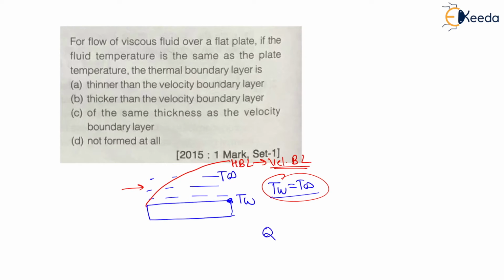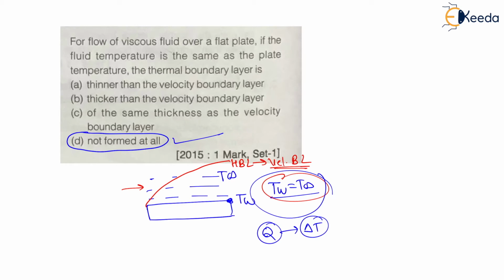Now, my dear students, to transfer heat, we need temperature difference. Temperature difference is compulsory for heat transfer. But here there is no temperature difference, therefore there will be no heat transfer and there will be no formation of boundary layer. I am saying that there is no formation of thermal boundary layer, but yes, there will be a hydrodynamic, that is velocity boundary layer, but there will be no thermal boundary layer. And they are mentioning here in the question about thermal boundary layer. Now this thermal boundary layer is not formed at all. Option D is the correct choice.